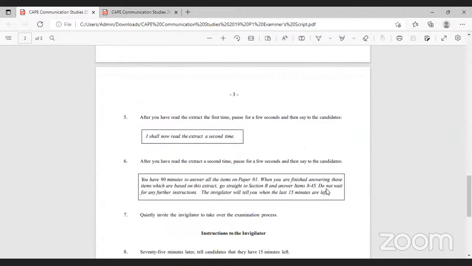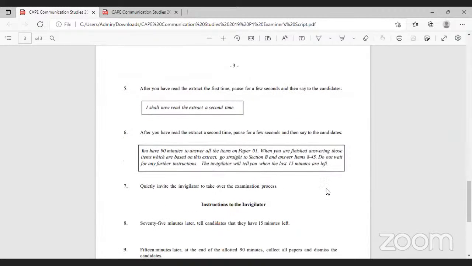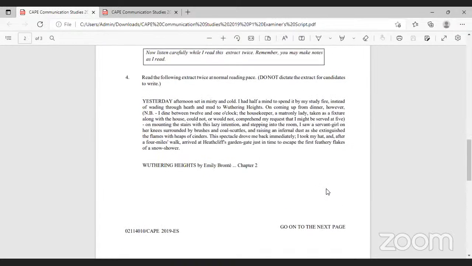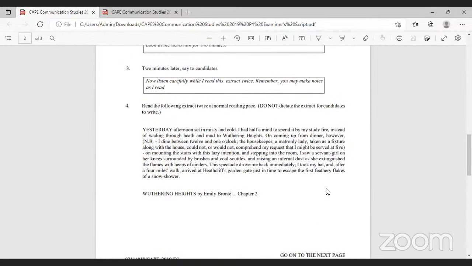So I read that once, and now you're going to hear, "I shall now read the extract for a second time." Okay? Bear in mind, you have 1.5 hours to answer all the questions. That's pretty much it. I'm going to read this a second time, and then we'll go into the questions.